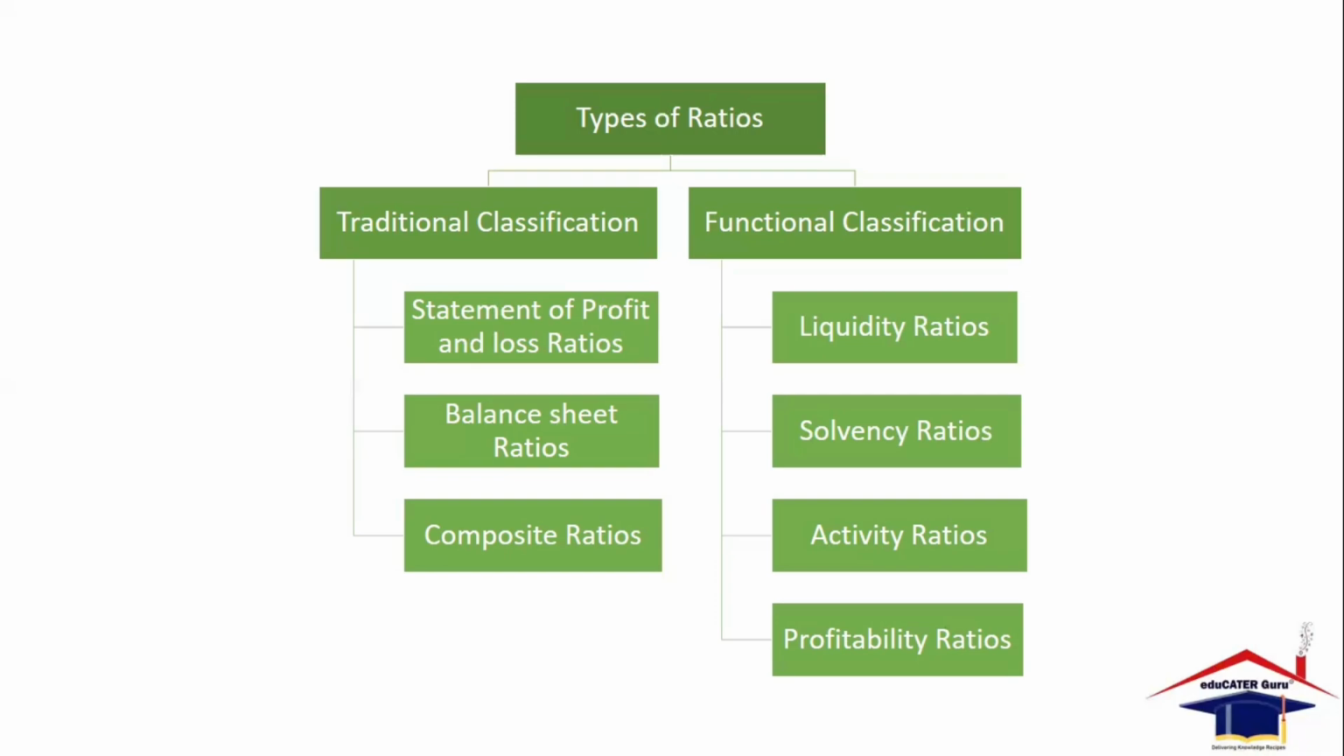Then profitability ratio is nothing but a ratio which is calculated to know the earning capacity of the business, how much profit it has earned, whether profit or loss. So to find out that, we use profitability ratios. Now we'll see the formulas of all these ratios one by one.